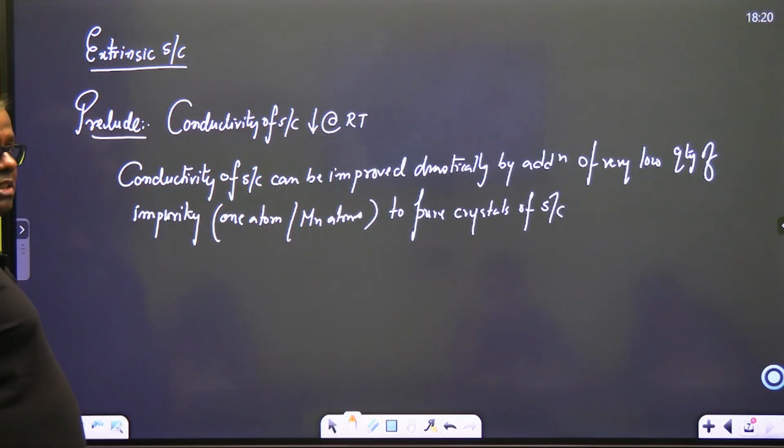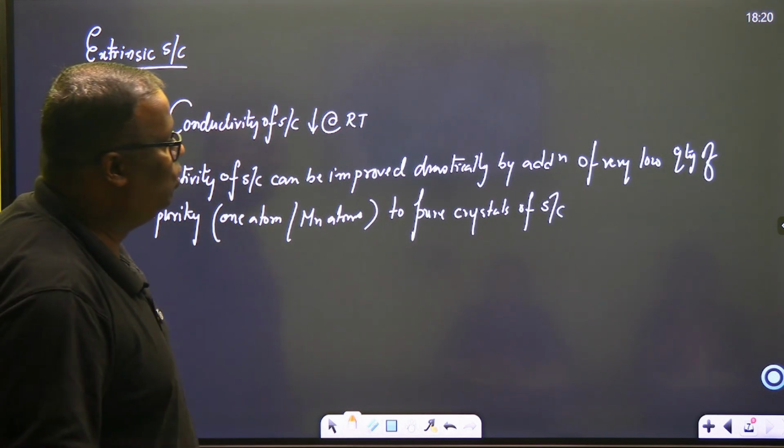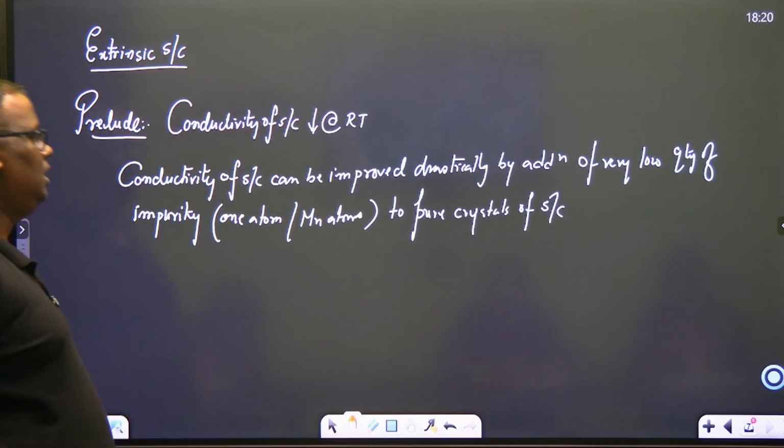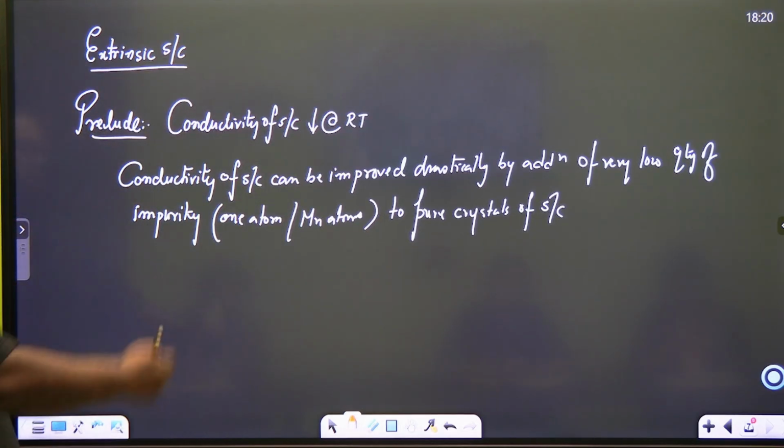Now, since the conductivity is very poor, what we are going to do is, he was actually a mama's boy, so he now needs to learn a little bit of college life. We will improve it drastically by addition of low quantity of impurity, 1 in million atoms, to pure semiconductors.